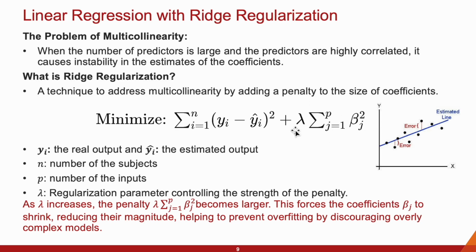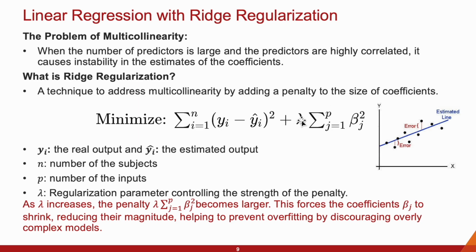And we are trying to also minimize this part as well. And this part is scaled by a regularization parameter called lambda. The larger the value of lambda, the greater the penalty applied to the coefficients, forcing them to shrink towards zero. So the higher the lambda is, forcing means that we are forcing the beta parameters towards zero. And this shrinking helps to prevent overfitting by discouraging overly complex models.